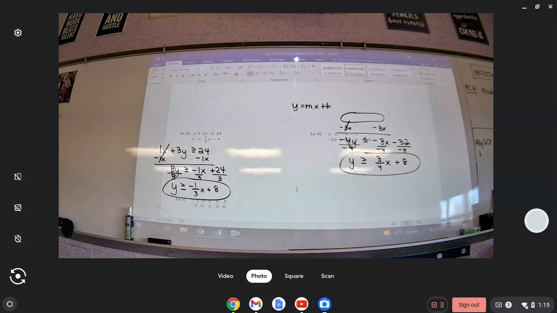So -7. Let's go up 3 and left 1. You want it to be solid, and you want to shade your y as left or below, so on that side. Good. And now we have this line, right? You went up 8, down 3, and left 4.